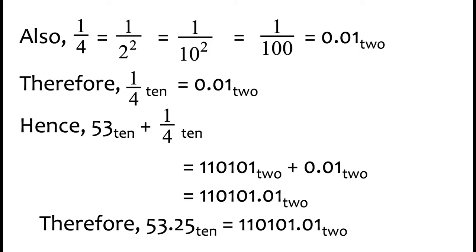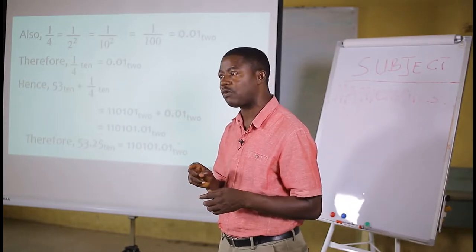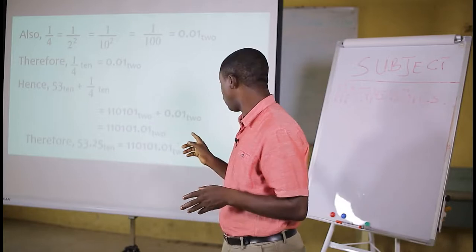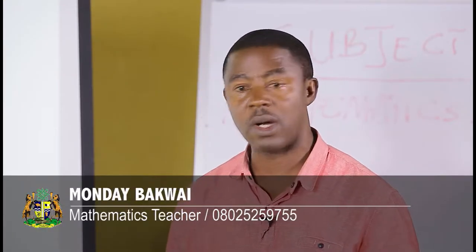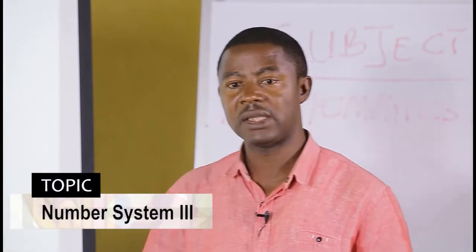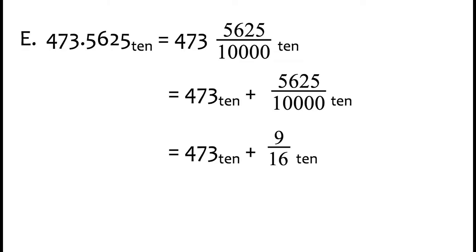Now, putting together 53 base 10 plus 1 over 4 base 10. Of course, 53 itself is 110101 base 2, plus 1 over 4 in base 2, which is 0.01 base 2. You add them together and you have 110101.01 base 2. Therefore, the final answer for converting 53.25 base 10 to base 2 is 110101.01 base 2.